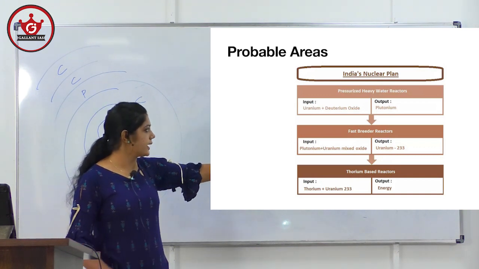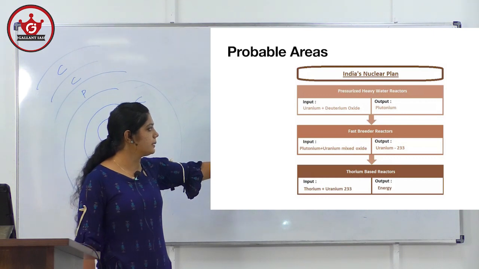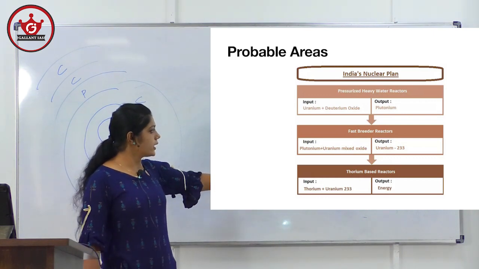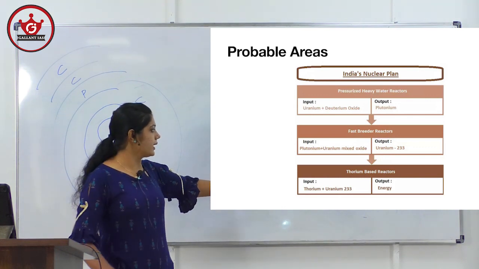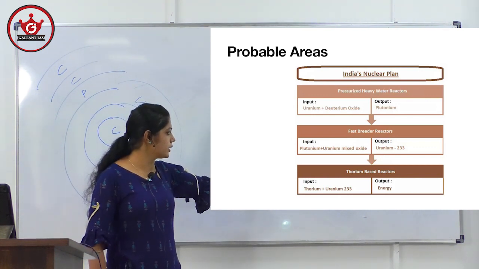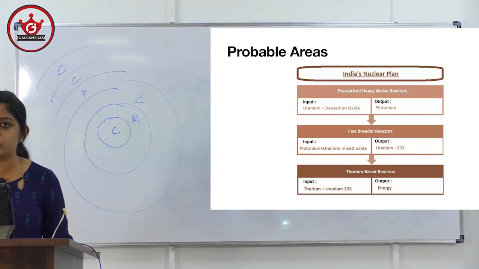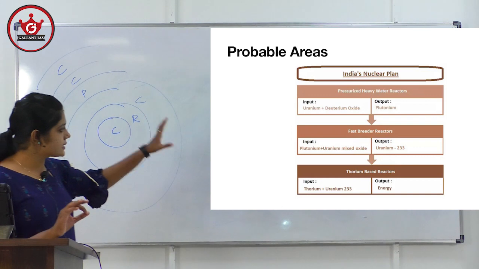Second stage is fast breeder reactor. Input: plutonium plus uranium mixed oxide. Output is uranium-233. Thorium-based reactor, third stage nuclear plant. Input: thorium plus uranium-233. Output is energy. This is India's three-stage nuclear program. Just the basics will do.